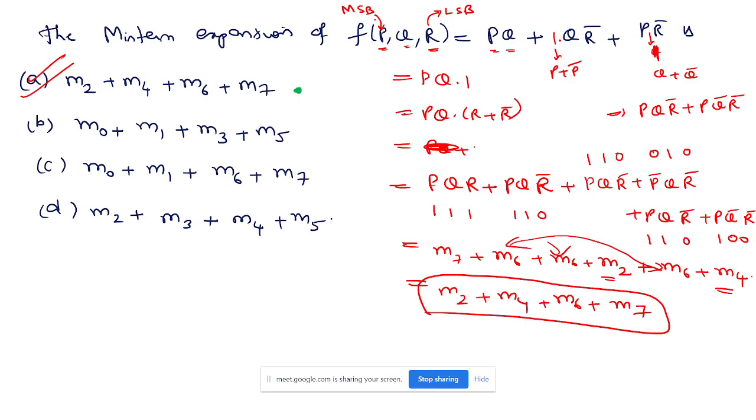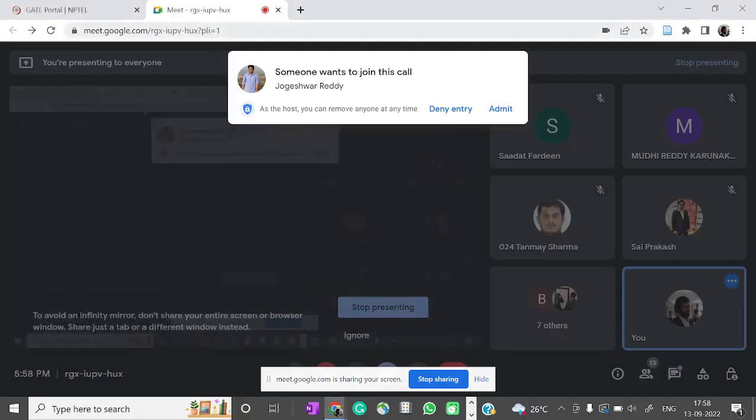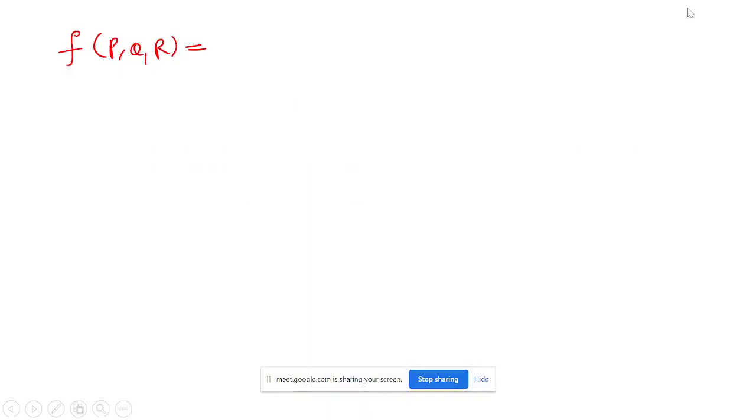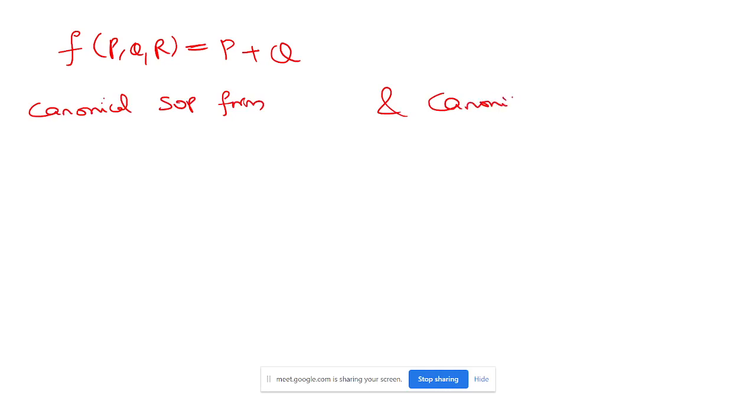Okay, this is one thing. Another model: f of PQR is written as P plus Q. Find the canonical SOP form and canonical POS form.